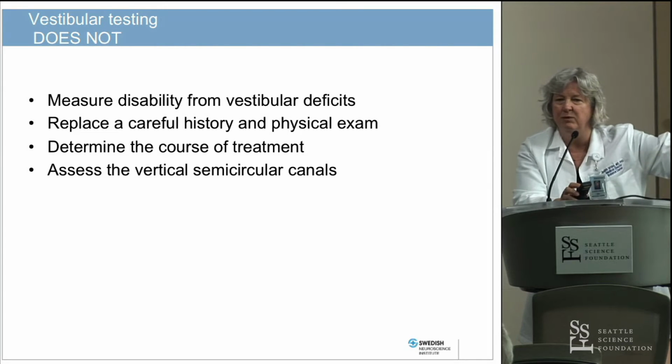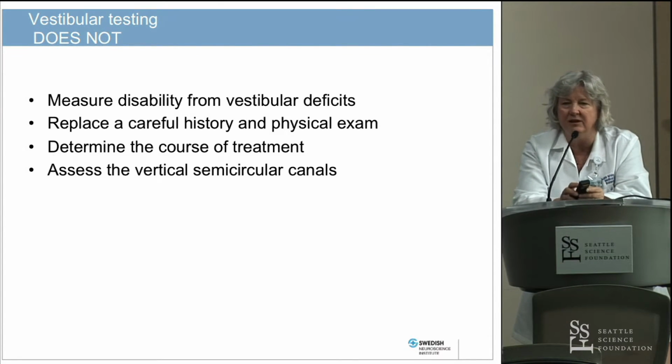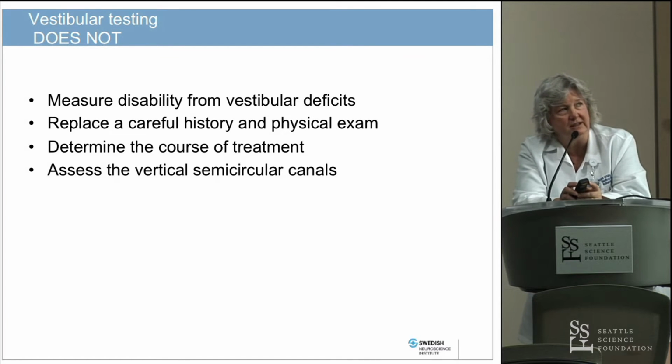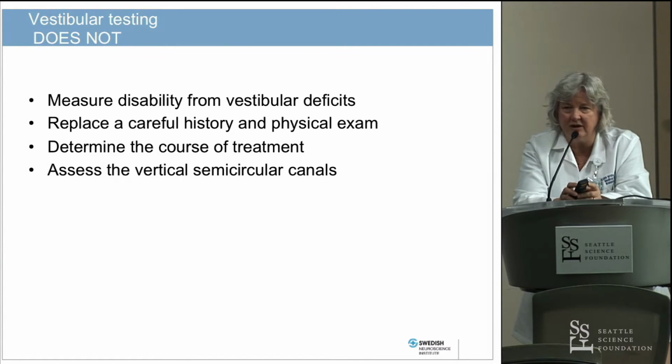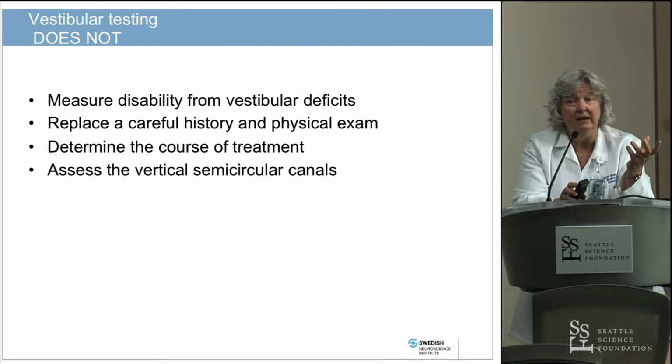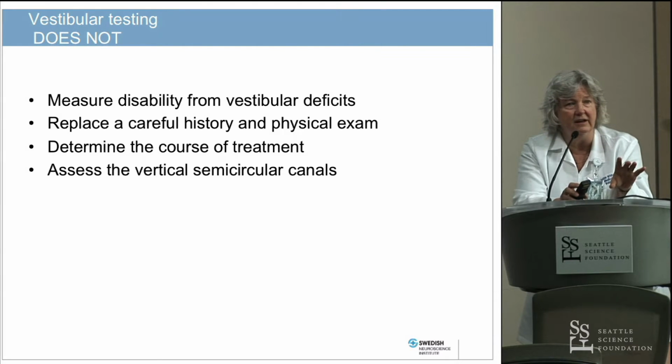And I leave that to people who have spent their careers figuring out how to assess disability. That's not the role of vestibular testing. Again, it doesn't replace your careful history and physical. It doesn't determine a course of treatment. It will describe where the patient's at right now and maybe give very helpful information to our rehab specialists, but it doesn't determine treatment needed.